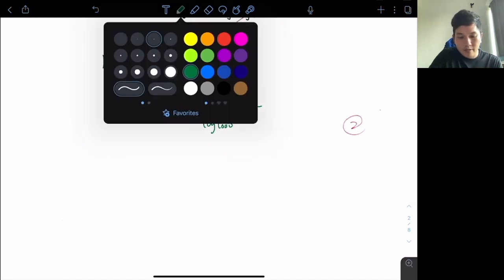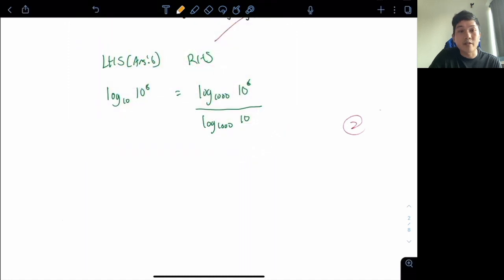So let's look at this bit by bit. Let's try and figure out the answer. First, the numerator. The numerator is asking: 1000 to what power gives me 10 to the 6? I think it helps if you think of 1000 as 10 to the 3. So again, 1000 to what power will give me 10 to the 6? And then you can see, oh, it's 2. So the numerator has an answer of 2.